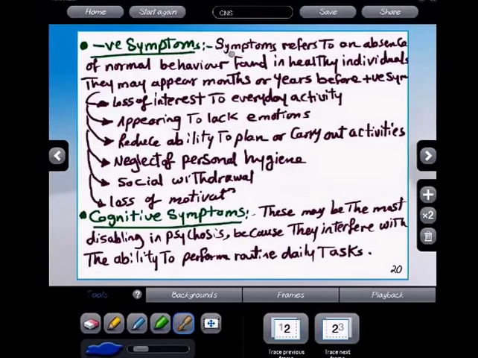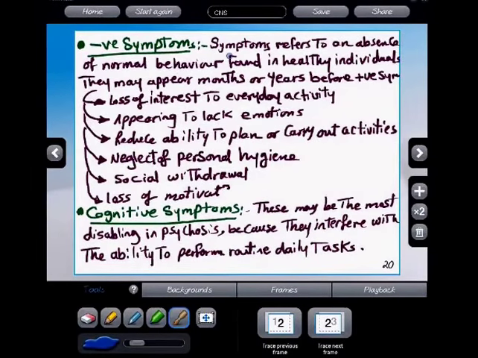But the negative symptoms that we can find in this person, after years or months of the beginning of the positive symptoms, he began to give the other, which is the negative symptoms, which is that loss of interest in everyday activity, appearing to lack emotion. If you're talking with him and you tell him about his family, for example, that your father has died, he began to laugh, he began to smile, he began to not cry.